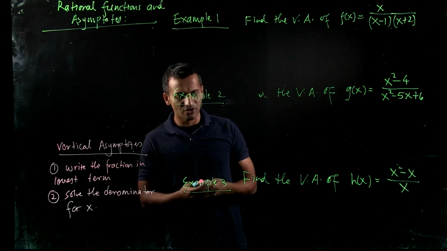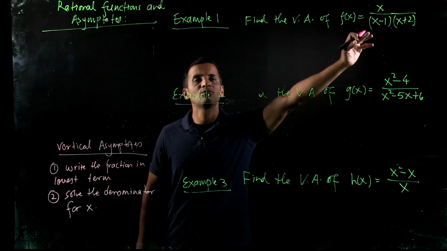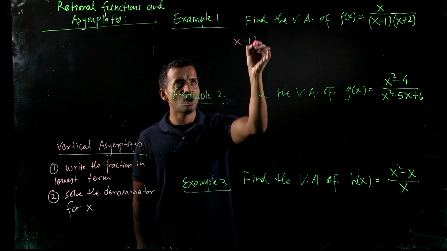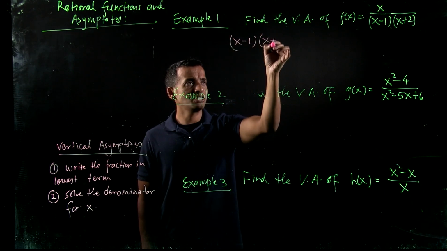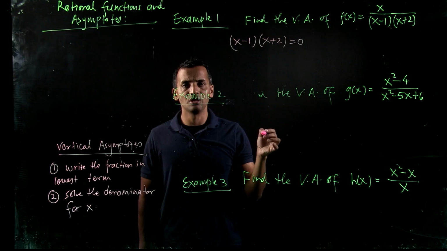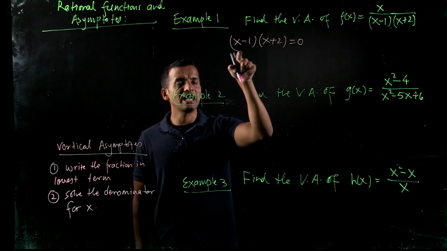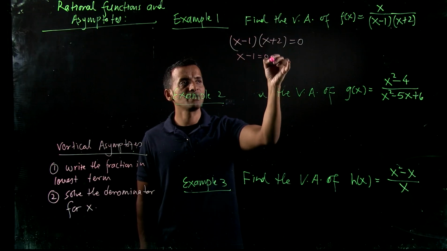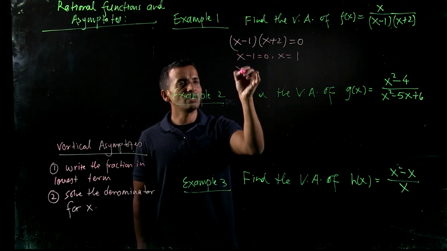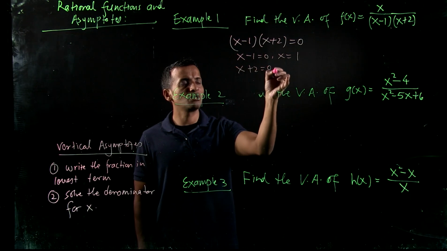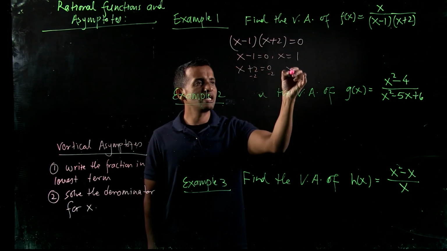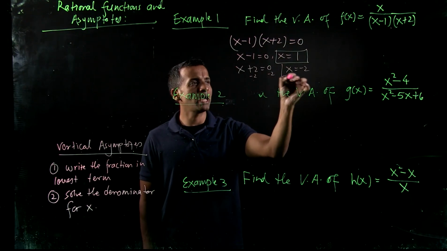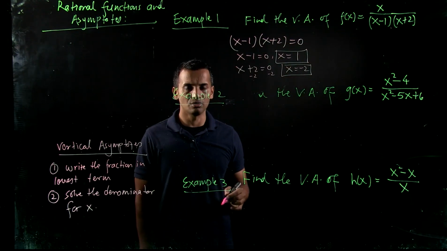So now to find out the vertical asymptote, you solve the denominator. You write x minus 1 times x plus 2 equals 0. So what do you get? Either x minus 1 equals 0, that is x equals 1, or x plus 2 equals 0, that is if you subtract 2, you'll get x equals negative 2. So the vertical asymptotes are x equals 1 and x equals negative 2.